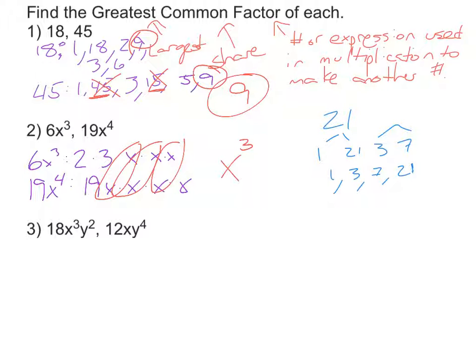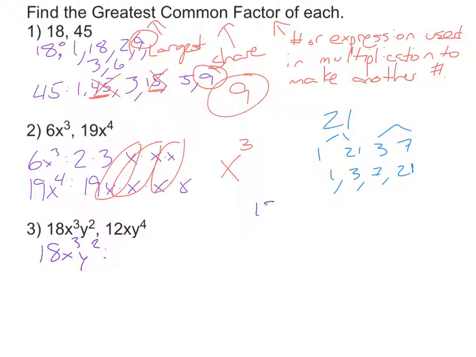Okay, so in number 2, I did a prime factorization of these, meaning I wrote them out as a factor of all the primes. 2 and 3 are prime and 19 is prime. I didn't do that for number 1, so let's combine those styles and see what we can come up with for number 3. Number 3, 18x cubed y squared.